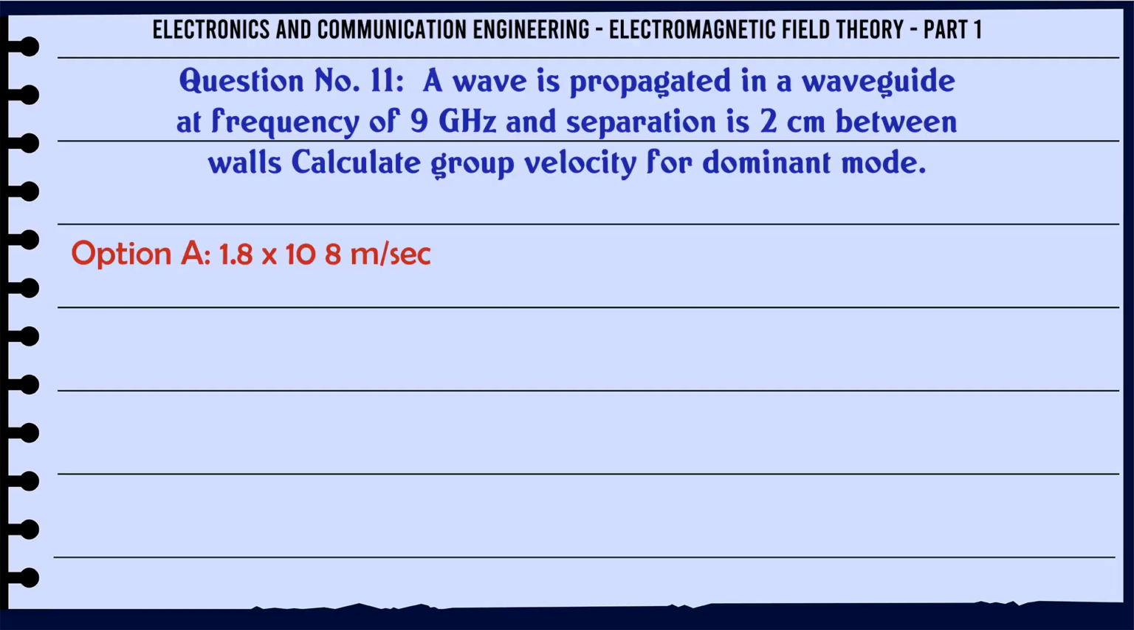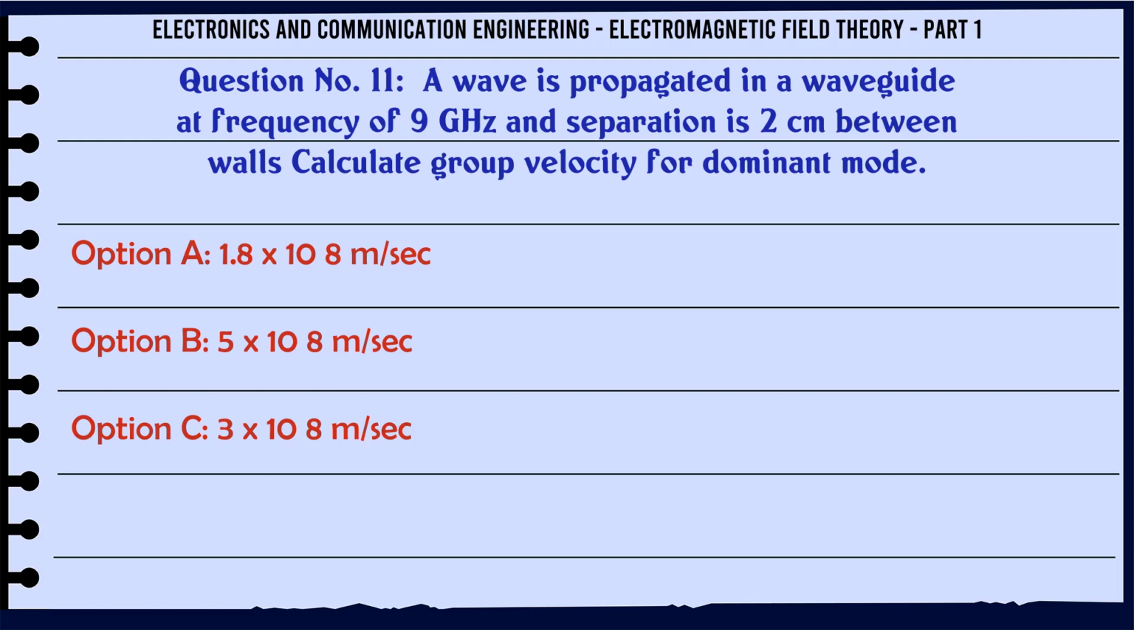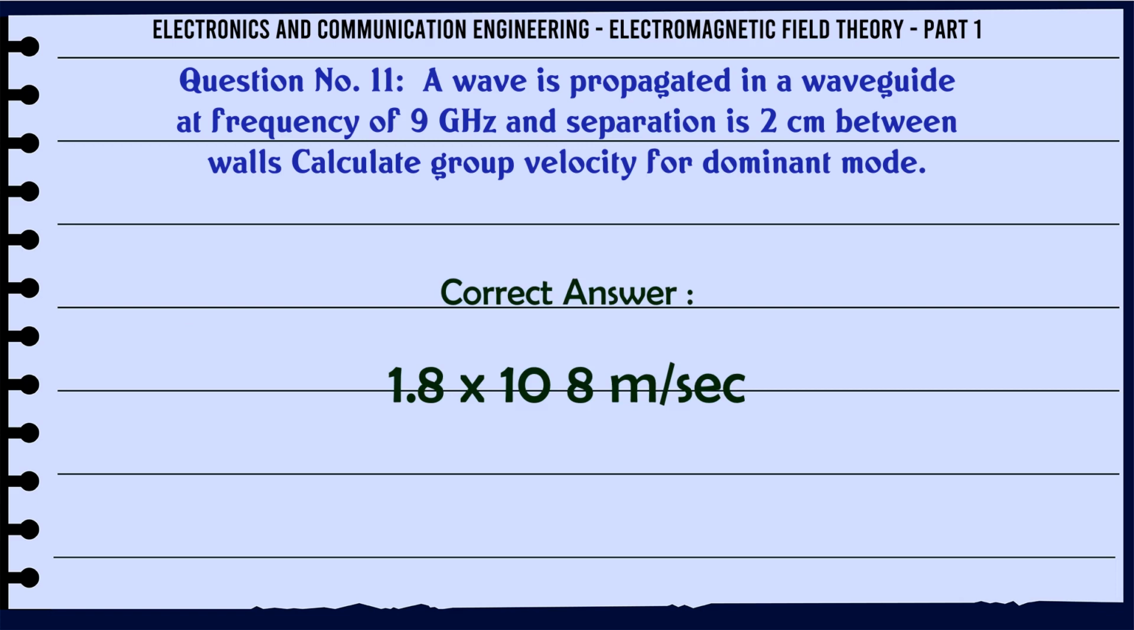A wave is propagated in a waveguide at frequency of 9 GHz and separation is 2 cm between walls. Calculate group velocity for dominant mode. A 1.8 × 10⁸ m/s, B 5 × 10⁸ m/s, C 3 × 10⁸ m/s, D 1.5 × 10⁸ m/s. The correct answer is 1.8 × 10⁸ m/s.